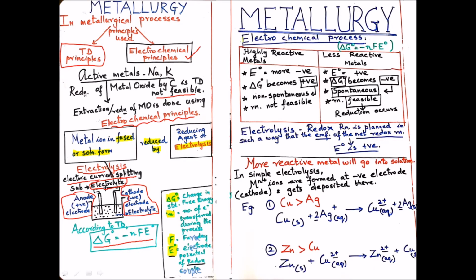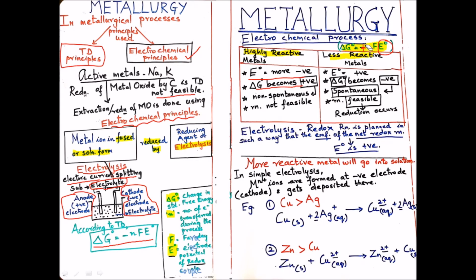Let us see how highly reactive metals and less reactive metals are related by the expression delta G naught is equal to minus nFE naught. For highly reactive metals, E naught value becomes more negative. When E naught becomes more negative, minus into minus will become positive. So, delta G naught becomes positive. When delta G naught becomes positive, it is a non-spontaneous reaction and the reaction is not feasible.